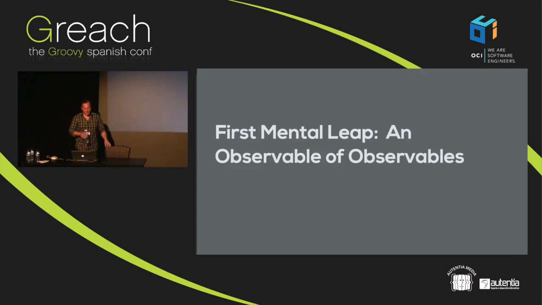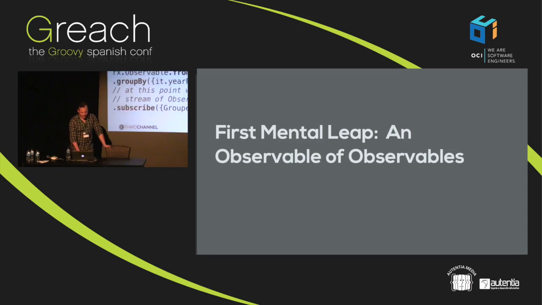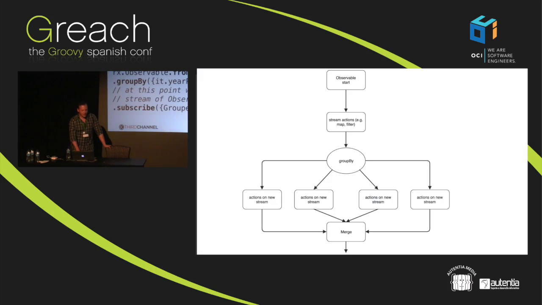This, I think, is the first big mental challenge that you're going to run into when you work with streams. In this example, I've basically taken an observable and turned it into an observable of observables. Which, whoa, what do I do with that? I just want my books, right? So I apologize, this is a bit hard to read.